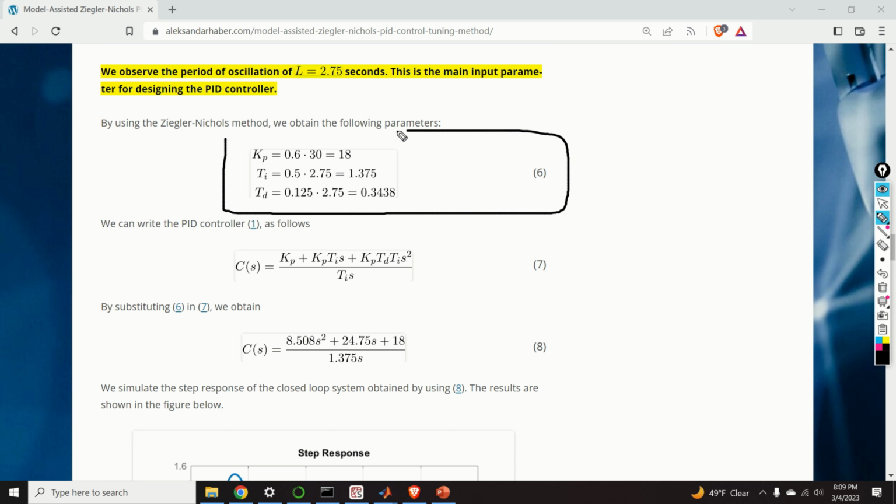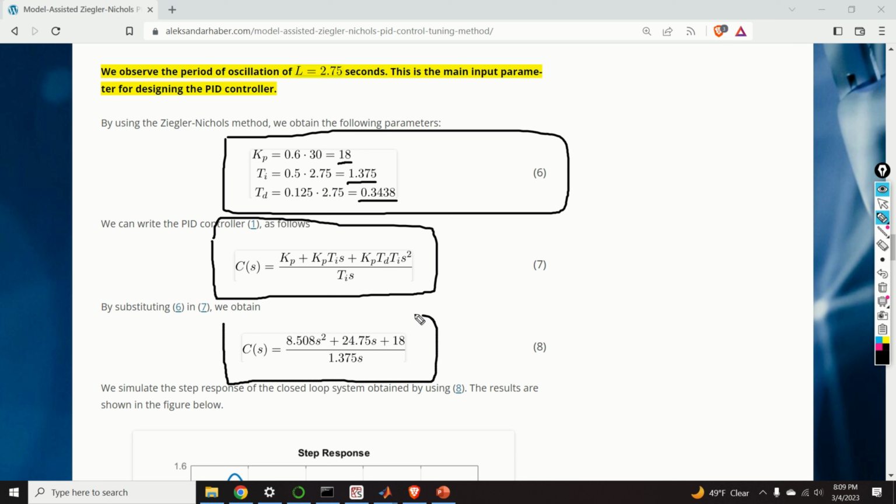As the result, we obtain Kp of 18, Ti of 1.375, and Td of 0.3438. Now, our PID controller looks like this. We obtain this form by simply multiplying the terms in the PID controller. And by substituting the values, we obtain our final PID controller.